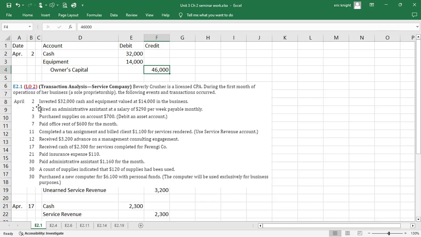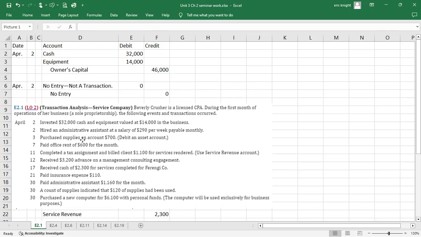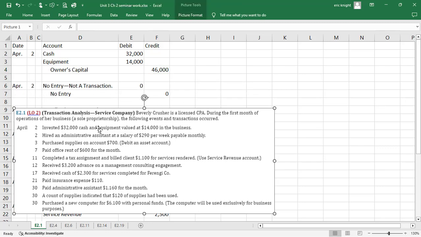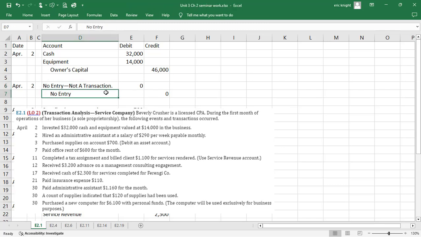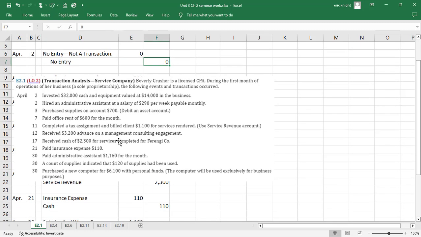The same day, they hired an administrative assistant. Now, the thing about hiring an administrative assistant is that there's no journal entry, because you only pay the administrative assistant after they started working. So there's no entry. When you go into Wiley Plus, you want to put debit no entry, credit no entry, debit 0, credit 0, and that way the system works out for you.